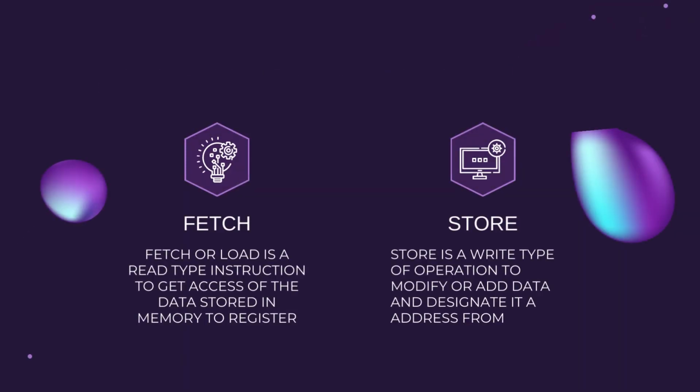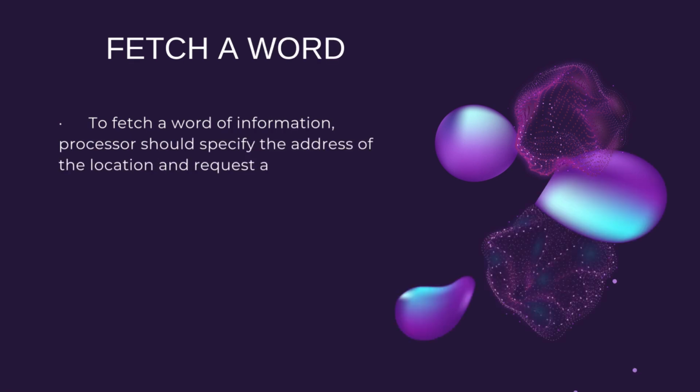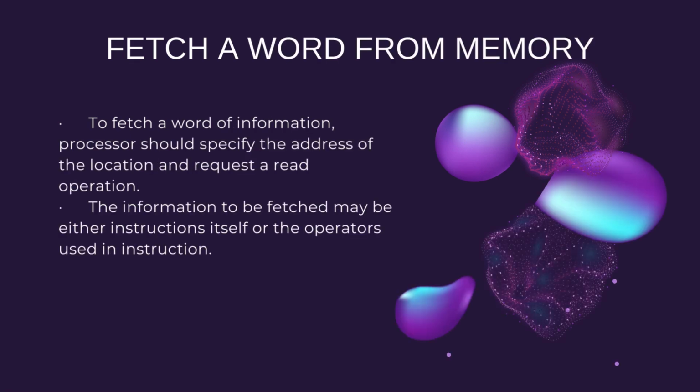Fetch is basically a read type of instruction which gives access to the stored data in memory to a register. Store is a write type of operation. It allows us to modify or add data and designate its address from the register to memory. So for fetching a word of information, the processor should specify the address of the location and request a read operation. The fetched information may be the instructions themselves or the operands used in the instruction.